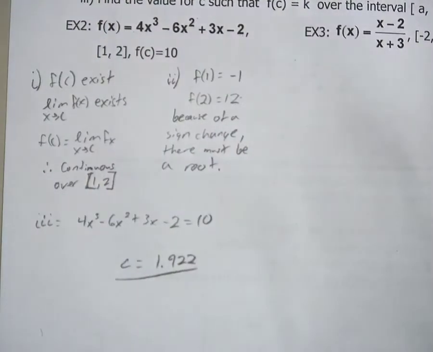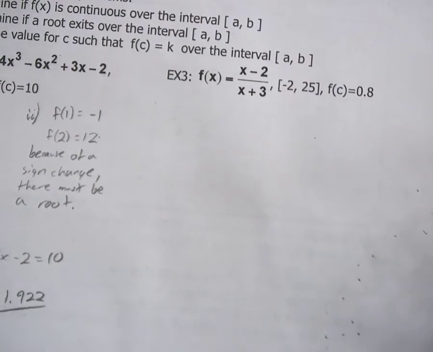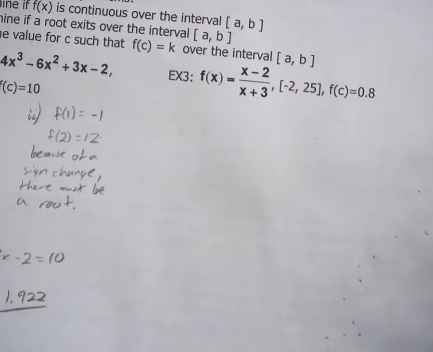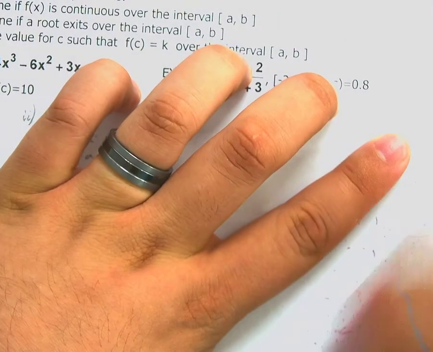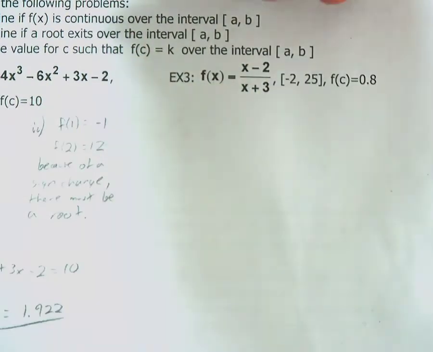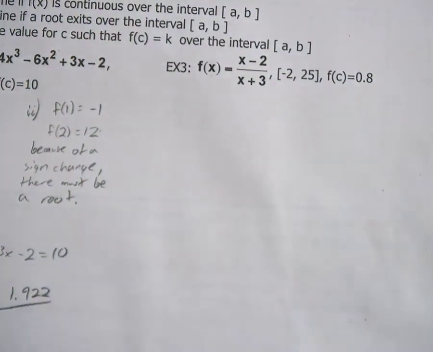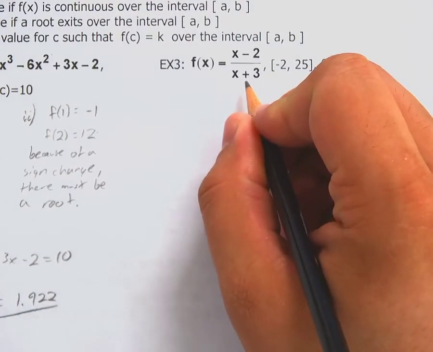Example 3. Again, the very first thing says to determine if f of x is continuous over a to b. Right off the bat, something kicks me in the face, and it's that we have an issue with our denominator. That issue is that the denominator cannot be 0. So right off the bat, I know something is going to happen when this bottom part hits 0.